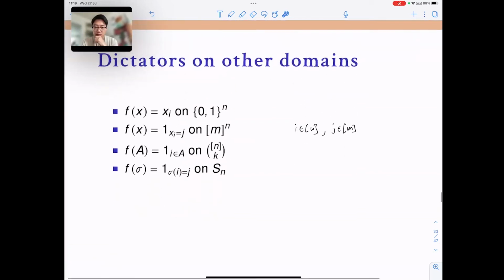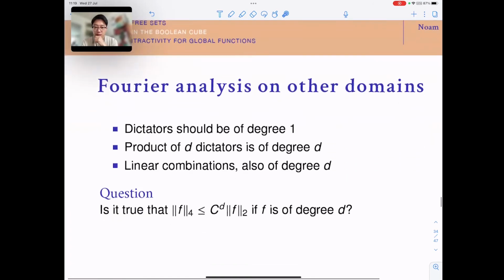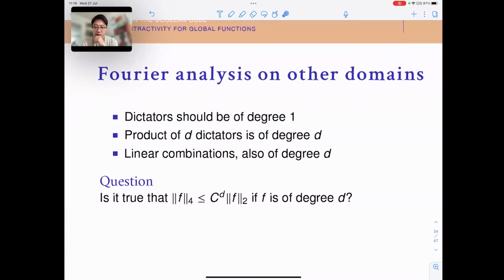We also talked about set systems, like the Erdős-Corrado theorem, where a function is a dictator if it contains a given element: f of A is 1 if A contains i. We can also define it for permutations: f of sigma is 1 if sigma sends a given element i to a given element j. Defining dictators wasn't too hard, and once you have dictators, you can, surprisingly, talk about hypercontractivity. So how do you do that?